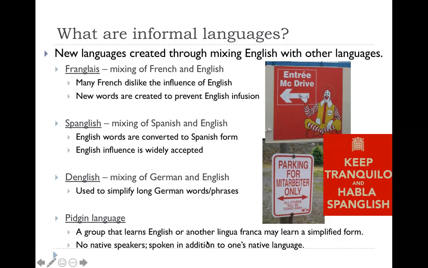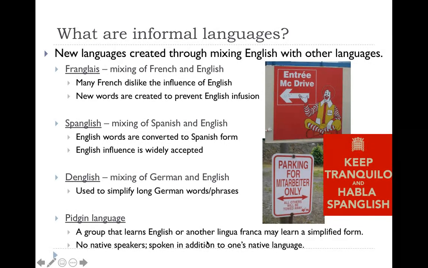Obviously, a lot of French people dislike English influence in their language, but a lot of words have been created to prevent some of that English infusion over time in French. When we look at Spanglish, we're talking about the mixing of Spanish and English, and a lot of words are converted or partly converted into their Spanish forms, and it's pretty widely accepted when we look at English being an influence in Spanish and in Spanglish here. If you look at the picture on the far right there, it says "keep tranquilo" and "habla Spanglish." Right, so definitely a mix of Spanglish with English and Spanish in there as well.